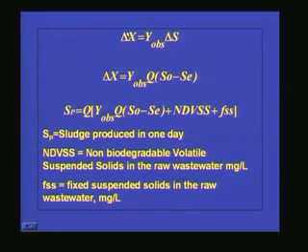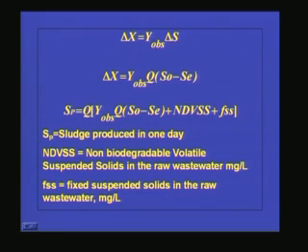And what is the biomass produced? That is nothing but delta X equals Y observed into delta S. So if you know the observed yield, then we can calculate the biomass production like this: delta X is equal to Y observed, and delta S is nothing but Q into S0 minus Se. This is the substrate utilized in the system.